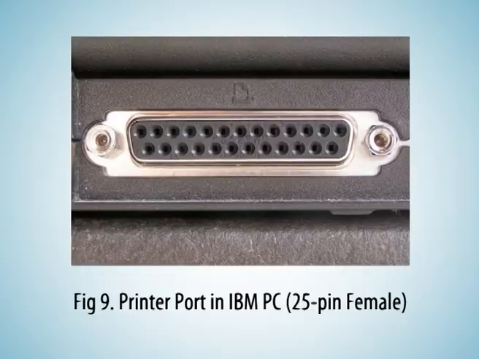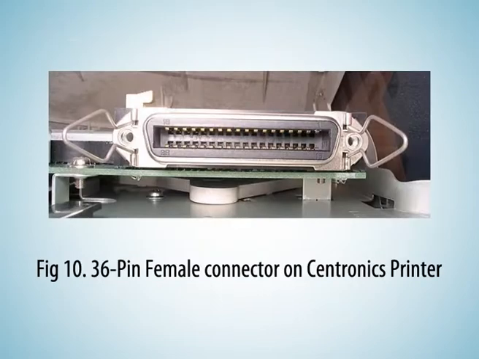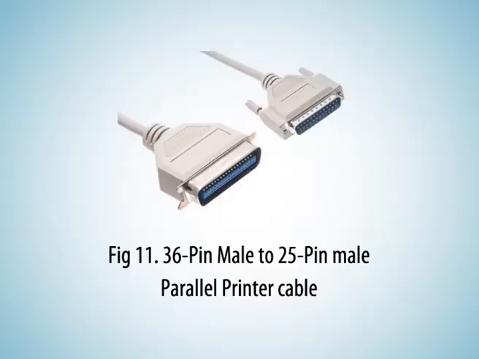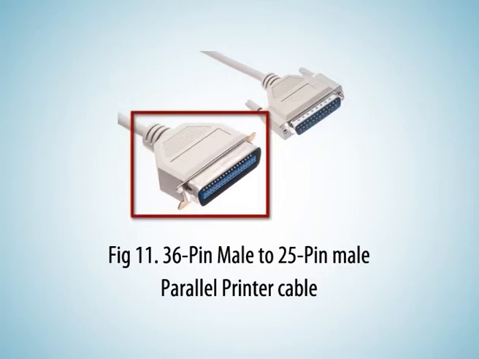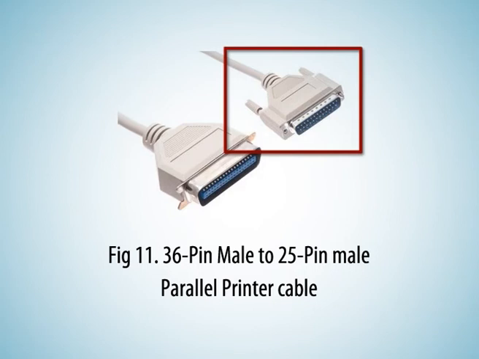IBM provided a 25-pin female connector on its chassis, as shown in figure 9. The Centronics compatible printer had a 36-pin female connector on its chassis, as shown in figure 10. IBM devised a cable using a 25-pin male connector at the PC end and a 36-pin male connector at the printer end, which is popularly called the printer cable or parallel printer cable. Figure 11 shows a 36-pin male to 25-pin male parallel printer cable. Note that the left side connector is the 36-pin male connector, which is slightly larger than the 25-pin male connector, shown on the right side.